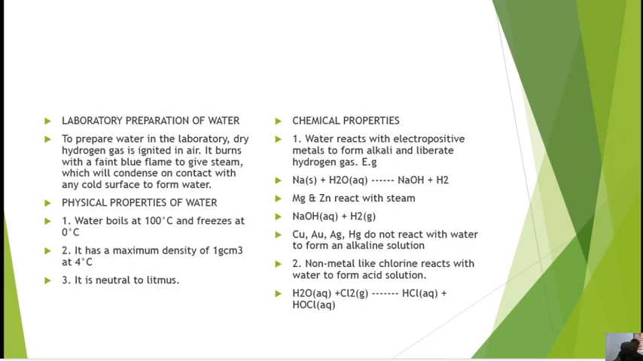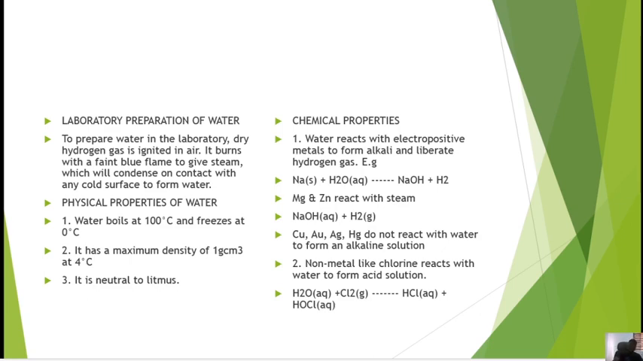Water reacts with very electropositive metals to form an alkali and liberate hydrogen gas. So when sodium or potassium reacts with water, it tends to produce sodium hydroxide, potassium hydroxide, or calcium hydroxide and give off hydrogen gas. On the other hand, the lower metals like magnesium and zinc would react with only steam to still give off hydrogen gas and the oxide of the metal. Copper, gold, silver, and mercury do not react with water in any form.